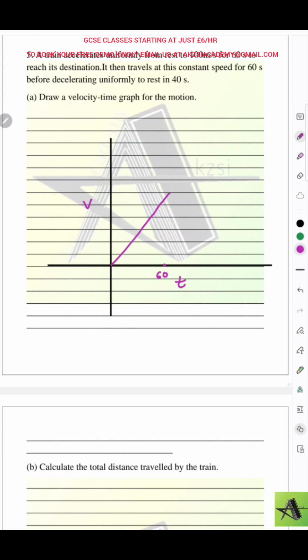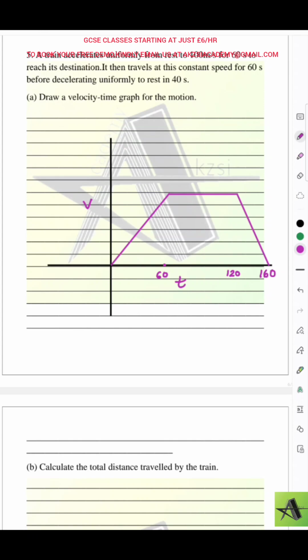And then it says it travels at constant speed for 60 seconds. So for the next 60 seconds it will move with a constant speed. This straight line represents the constant speed, so that would be 120. And finally it decelerates uniformly to rest in 40 seconds, so it would be like this. So it would give me 160. That is the velocity time graph for the motion that we have drawn.